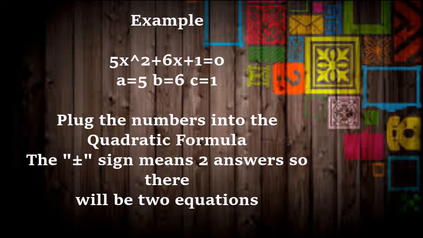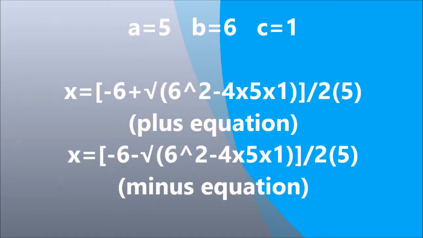Then we will plug the numbers into the quadratic formula. When we have the plus or minus sign, this means we will have 2 answers. So there will be 2 equations. As we plug it in, we will have the plus equation and the minus equation. Here you can see where we plug in to each equation.